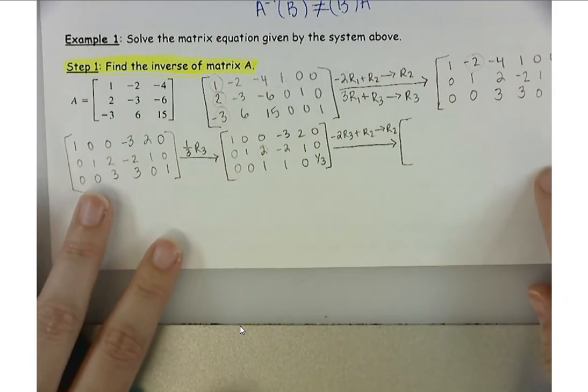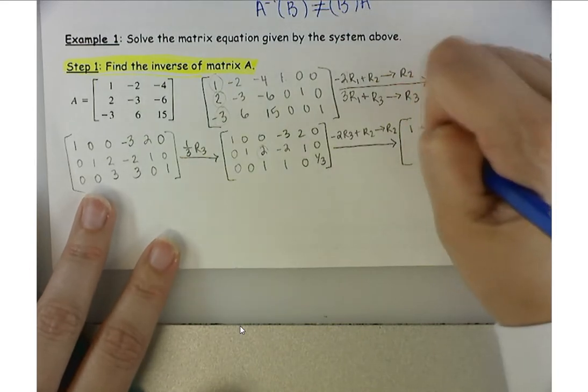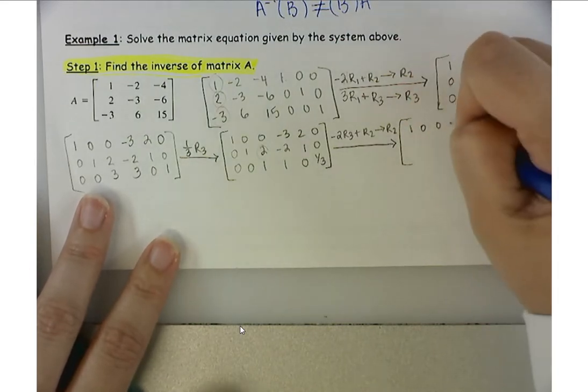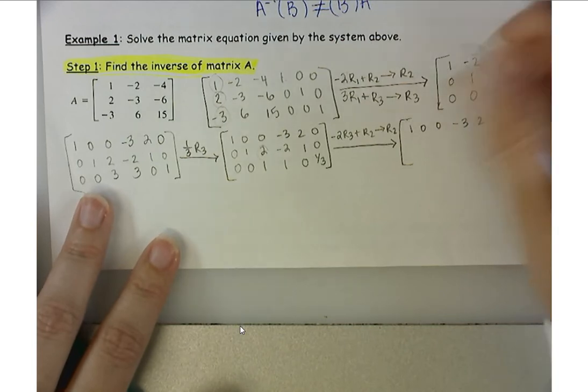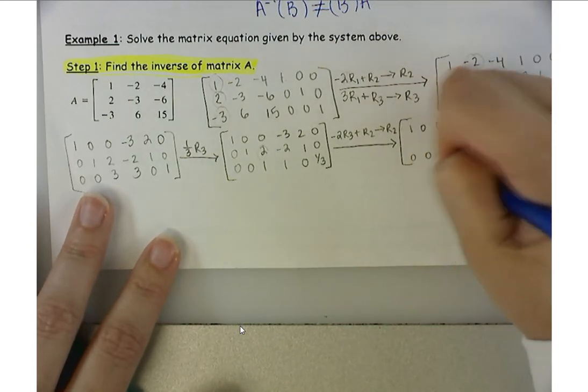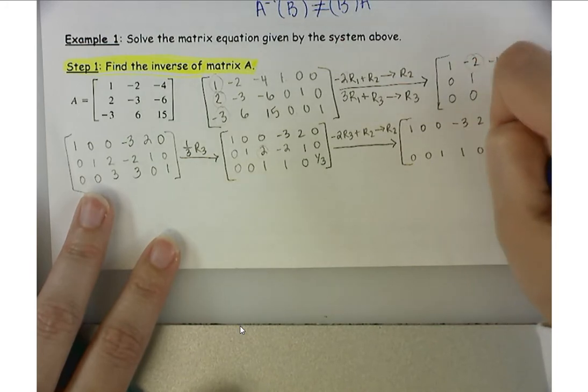Okay, and then your row 1 is going to be the same, so I'm going to write that first. So 1, 0, 0, negative 3, 2, 0. And your last row is going to be the same, so 0, 0, 1, 1, 0, 1 third.